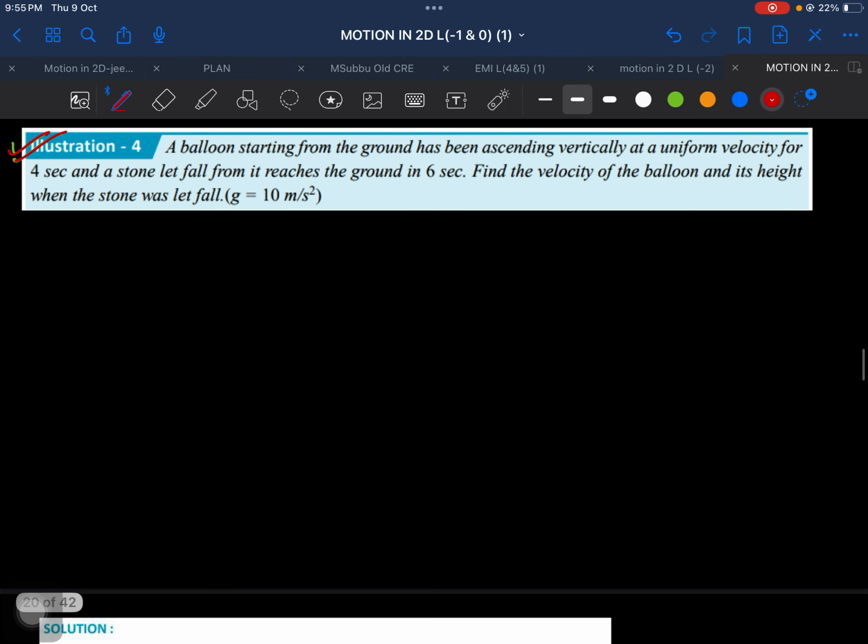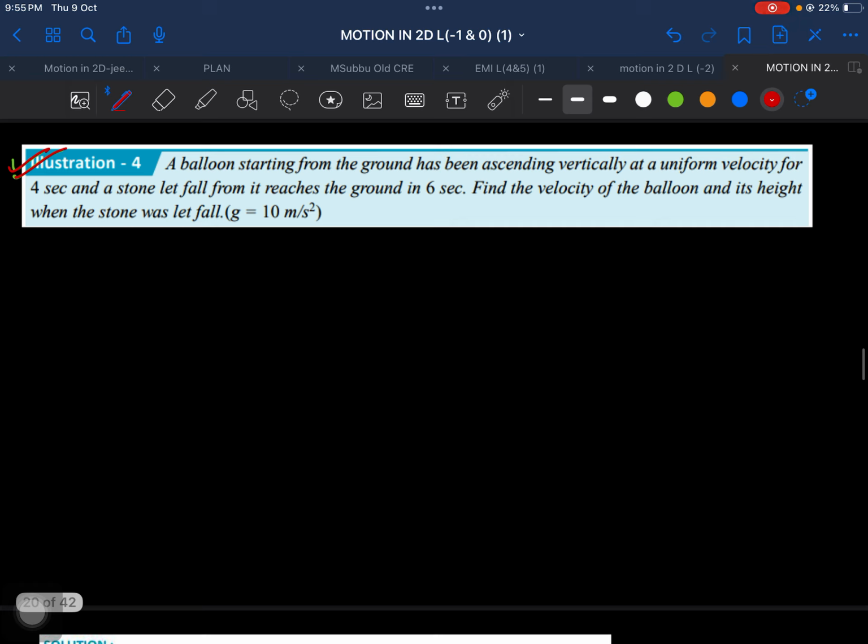Okay, so let's start. A balloon starting from the ground has been ascending vertically at a uniform velocity for 4 seconds. Suppose here we have a balloon, like this. It is ascending with some uniform velocity, for 4 seconds it is ascending, and a stone let fall from it reaches the ground in 6 seconds.